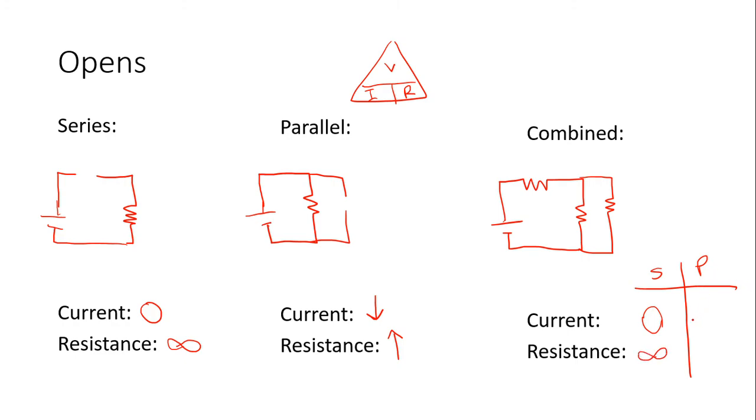Now, if I open it up in parallel, you're just going to get rid of, say, this branch, and it becomes a series circuit. And like we said, when you have this series component, your resistance is up, and you're going to see a drop in current.